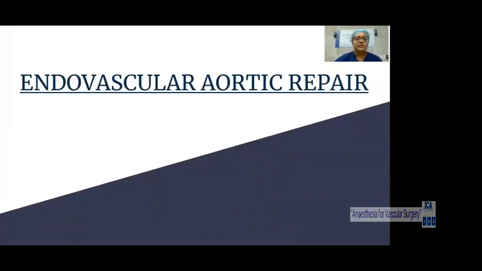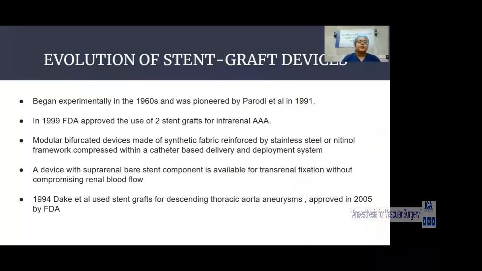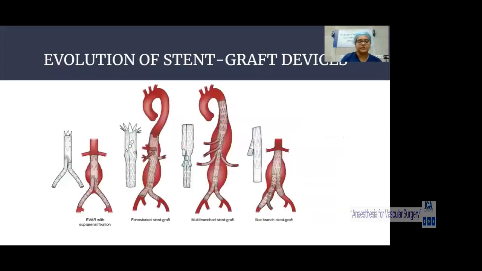Good evening. I will be talking about endovascular aortic repair. Endovascular aneurysm repair is a common procedure performed for abdominal aortic aneurysms, because of its minimal invasiveness as compared to open surgical repair. It began experimentally in the 1960s and was pioneered by Parodi et al. in 1991. Subsequent FDA approvals have approved grafts starting from infrarenal and later proceeding up to suprarenal, and nowadays more complex grafts are available. In 1994, Dake et al. were the first to demonstrate stent grafts for descending thoracic aortic aneurysms.